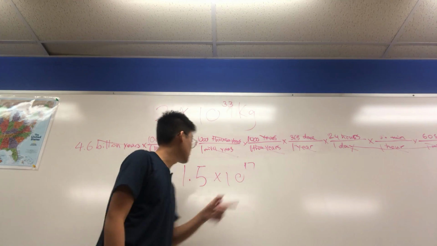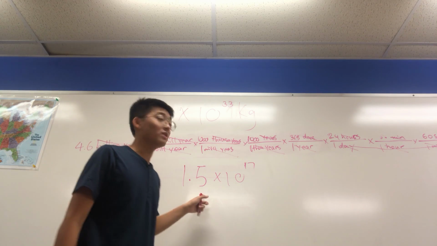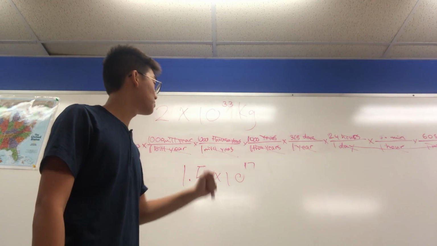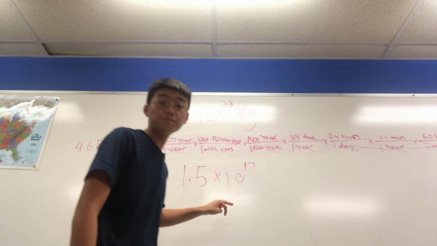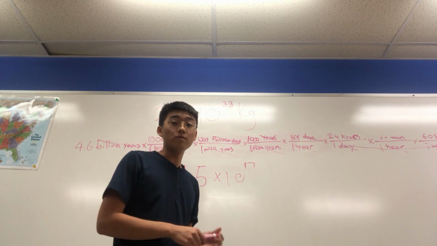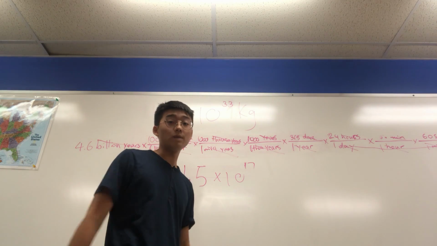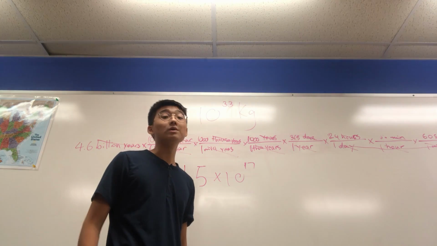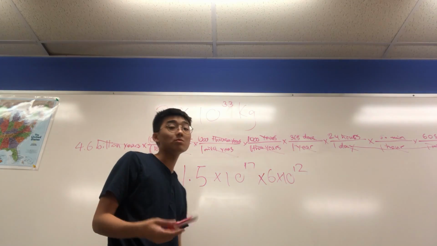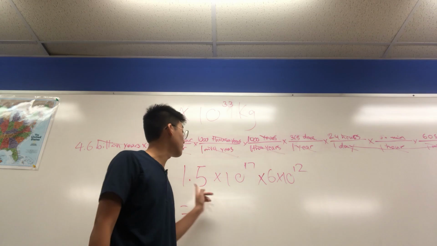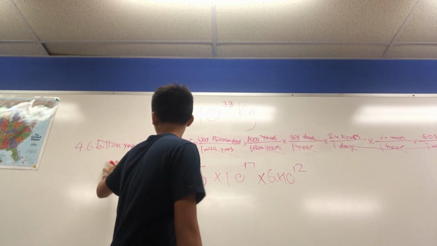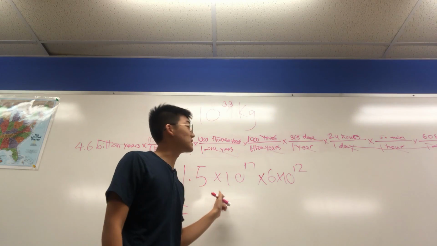Now this is the seconds. This is how much the sun has been living for in seconds. Now in order to figure out how much weight that the sun loses, we gotta multiply this number with the amount of grams, with the amount of weight that the sun loses per second. Now with some simple algebra, I came up with the number 1.5 times 10 to the 17th, which is 4.6 billion years converted into seconds.